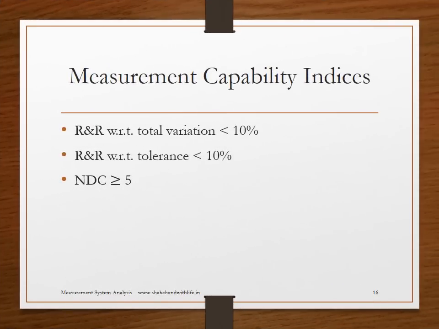Measurement capability indices. There are 3 indices which must be considered to accept a measurement system. The first one is the ratio of R&R with respect to total variation. This should be less than 10%. The second ratio is R&R with respect to tolerance. This also should be less than 10%. This ratio is considered when the tolerance or specifications of the part is given. The third index is number of distinct data categories. This value will always be equal to or greater than 5.